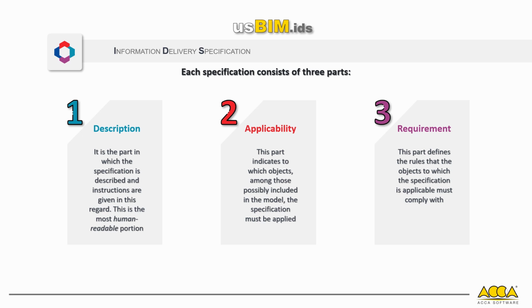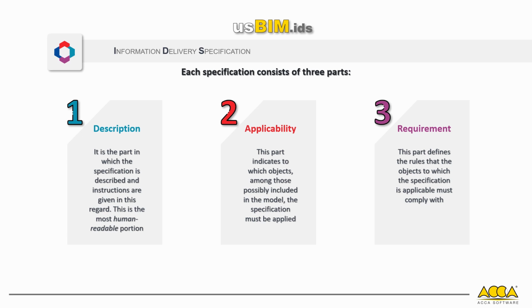An IDS file consists of several specifications, each divided into 3 parts. Description. This part is more easily understandable to operators and includes metadata of the specification, such as the version of the IFC standard being referenced, an identifier, and operational instructions for the operators who will model or validate the information content. Applicability. This specifies which model entities the specification refers to. Requirements. This describes the information or characteristics that the objects covered by the specification must or must not have.